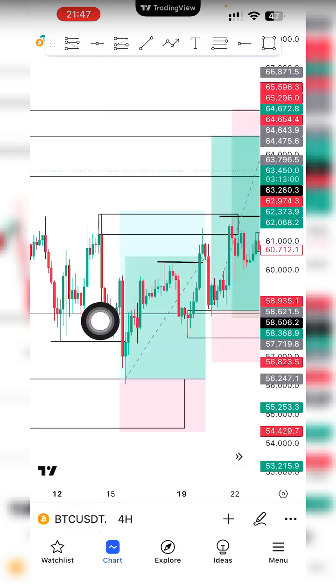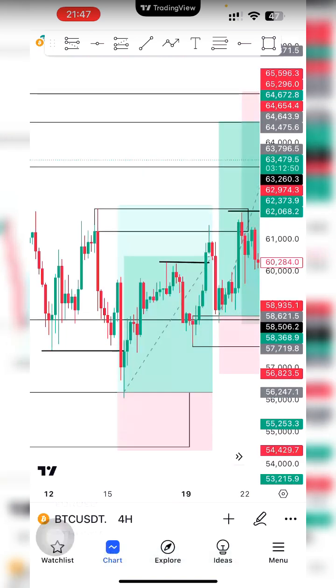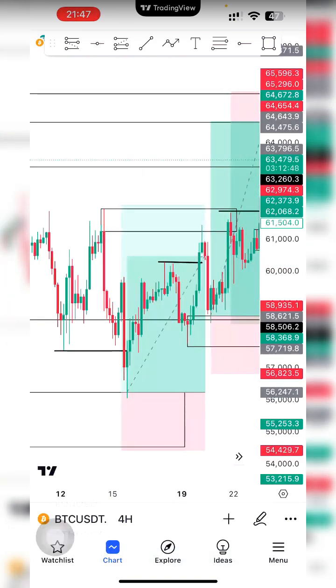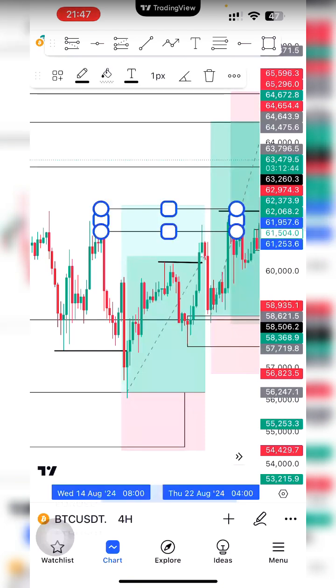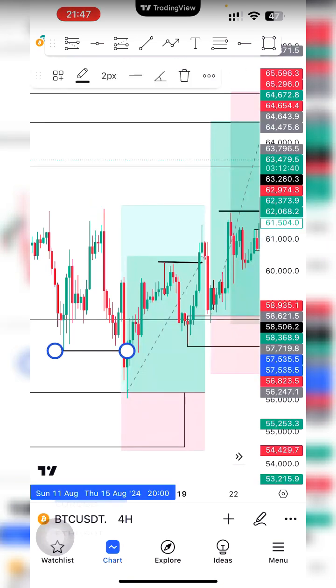But the reason why I'm not going to trade this one is because of what? I need a smart student. The reason why I'm not going to trade is that there's no break. Look at it. See, there is no break of structure here. No, there is no break of structure here.